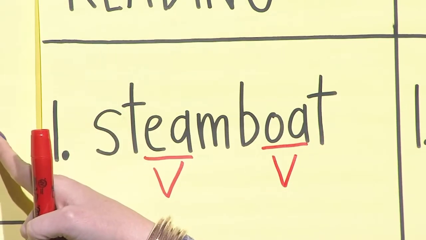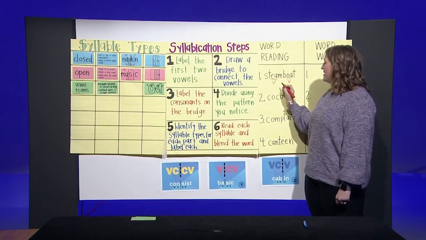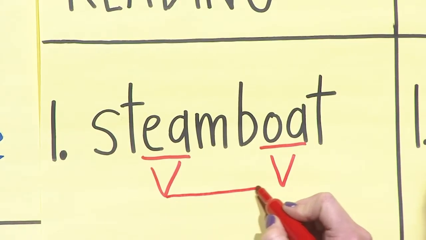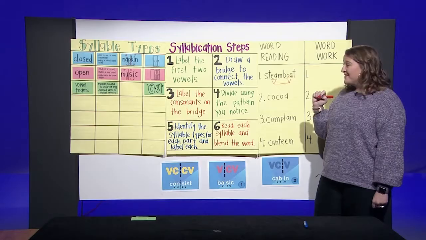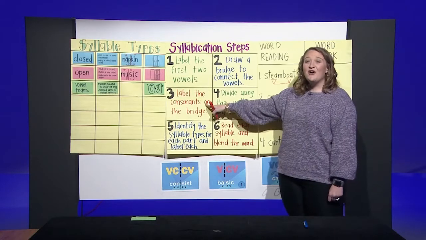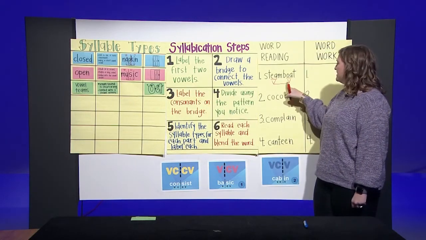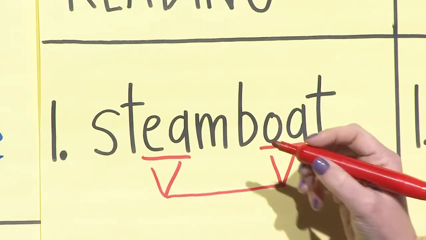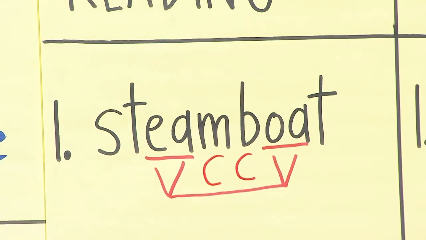Now step 2 tells us to draw that bridge to connect our vowels. So I'm drawing a bridge from vowel team EA to vowel team OA. Step 3, label the consonants on the bridge. Now, what consonants do you see in between these 2 vowels? I see M and B, so I'm going to put a C under those for consonant.